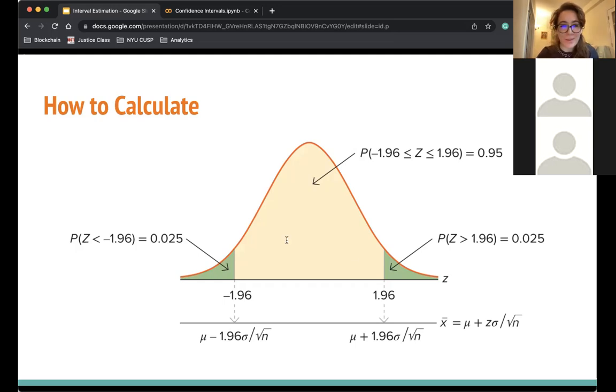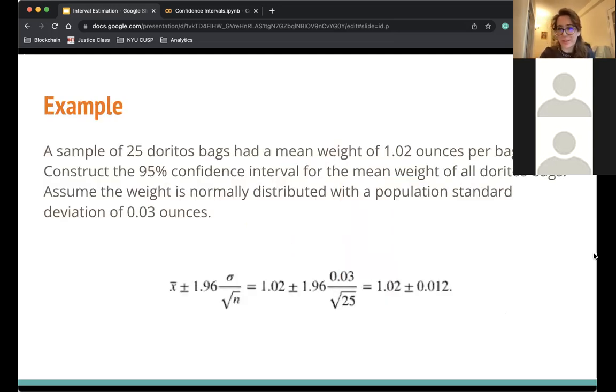So let's walk through a sample. We're going to use this Doritos bag just for consistency from last class, because a lot of these concepts really build on each other. This sample of 25 Doritos bags had a mean weight of 1.02 ounces per bag. Let's construct a 95% confidence interval for the mean weight of all Doritos bags. Let's assume that the weight is normally distributed with a population standard deviation of 0.03 ounces.